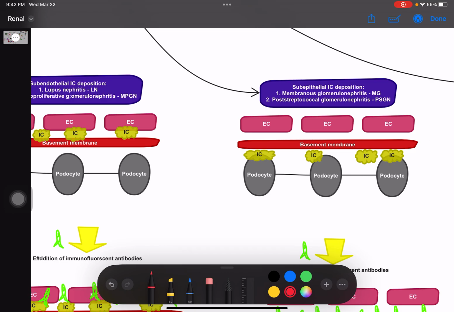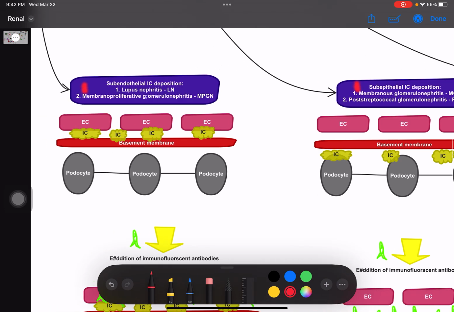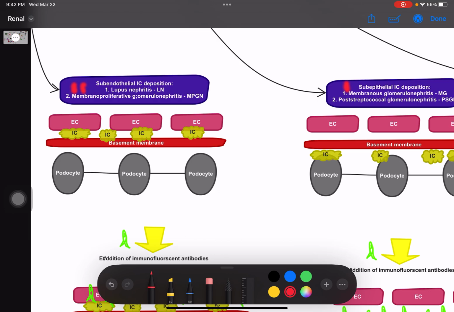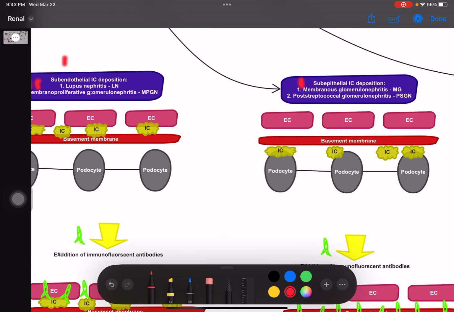Like here we have a membranous, membrane, and we have membrane here as well. So two membranes. Membranoproliferative glomerulonephritis, this is a much longer name. So I somehow remembered it's for the first type, which is subendothelial. So the first membrane, which is a long name, is for subendothelial. And the second one, which is membranous glomerulonephritis or membranous glomerulosclerosis, is for the second type of IC deposition. In this case, it is subepithelial.